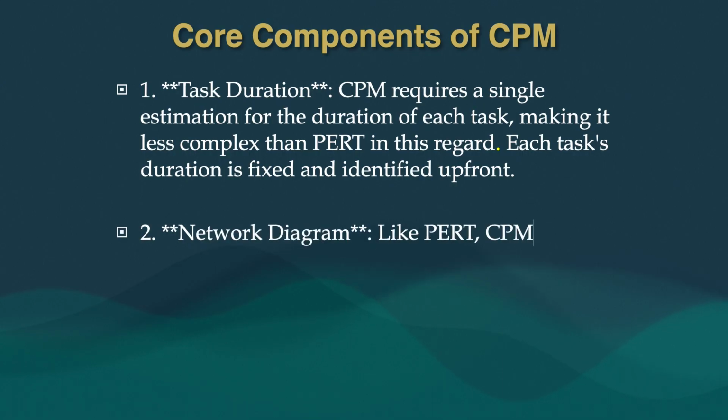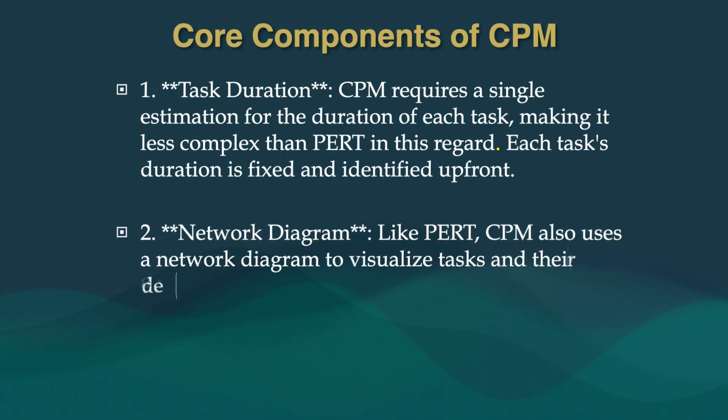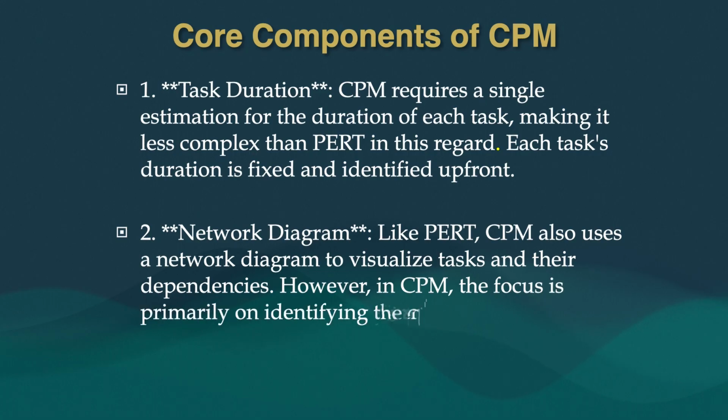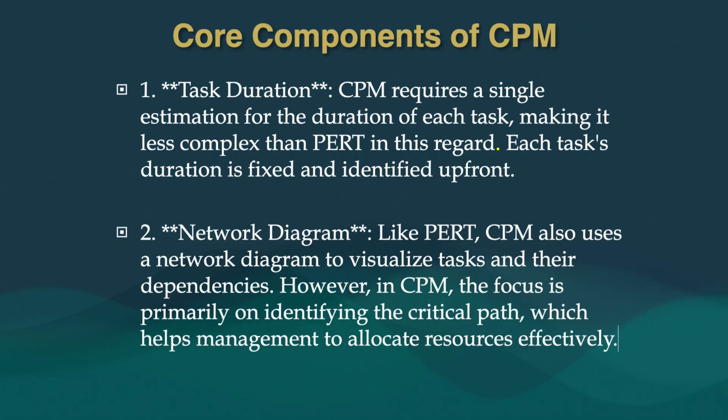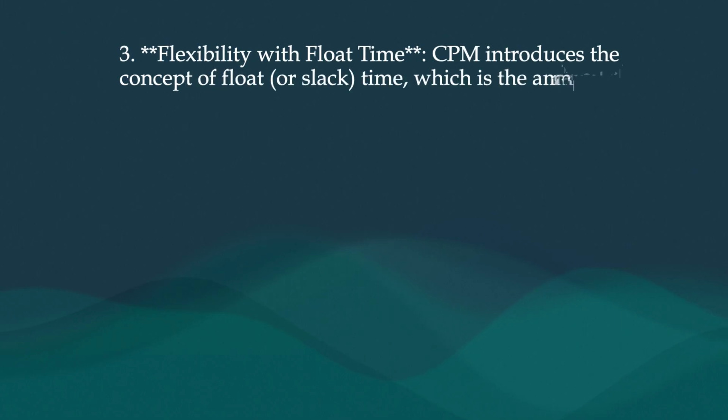Network diagram. Like PERT, critical path method also uses a network diagram to visualize tasks and their dependencies. However, in critical path method, the focus is primarily on identifying the critical path, which helps management to allocate resources effectively. Flexibility with float time.